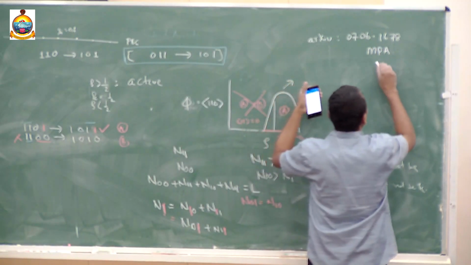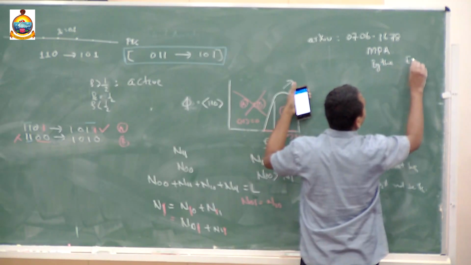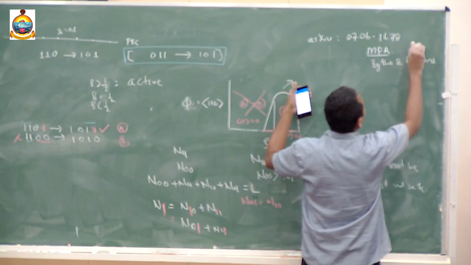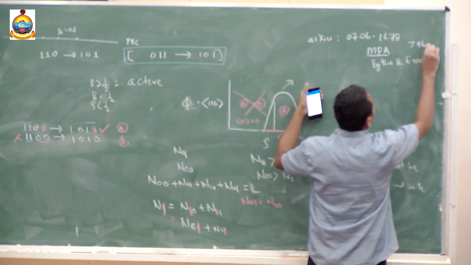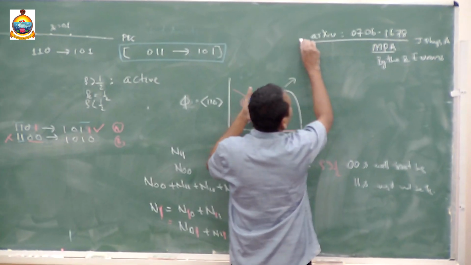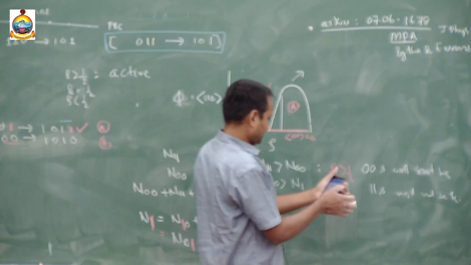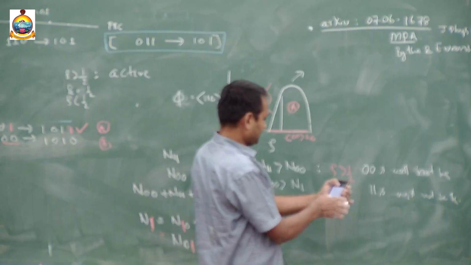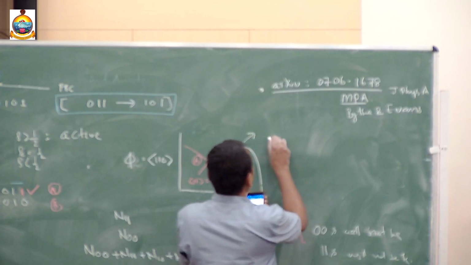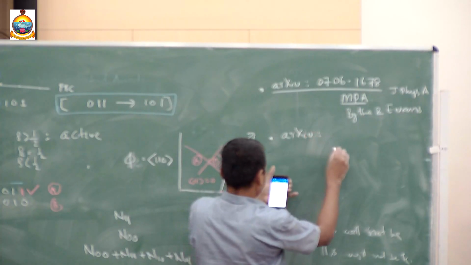MPA. This is Blythe and Evans. The journal is J. Physics A, but this is on arXiv. You can find this reference. This is for the matrix product ansatz. And for the zero range process, I think there is another article by Evans again, in the Brazilian Journal of Physics. But I'll put just the arXiv reference, which is available to everybody.